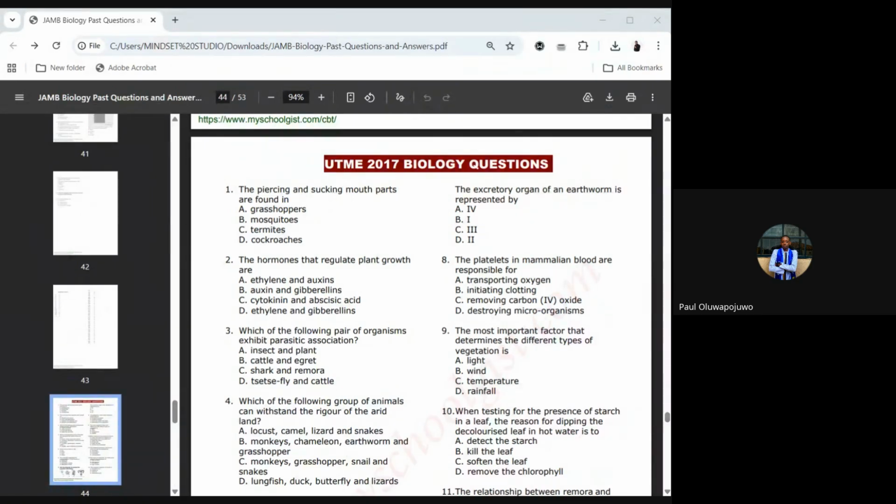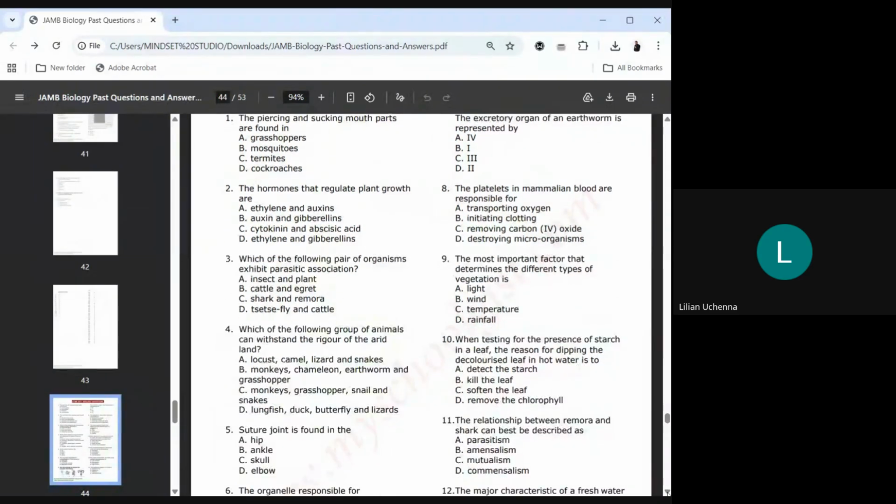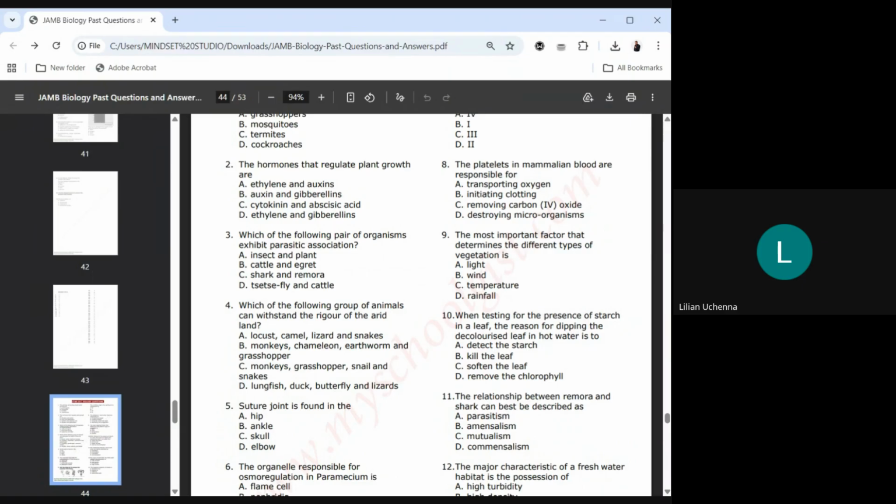When testing for the presence of starch in a leaf, what is the reason for dipping the leaf in hot water? Because if you don't know this, I will stone all of you. I told you this when I was educated, we asked this question. Let me talk. Yeah, what's the answer? Hot water. What's the purpose? Done. Stop. C.